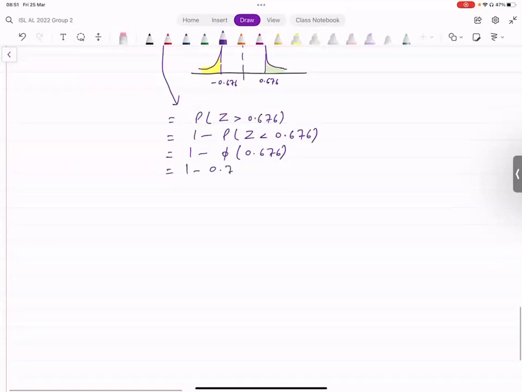Now we go there, we enter that here, 1 minus 0.7505, and you find this probability, then this is 0.2495.